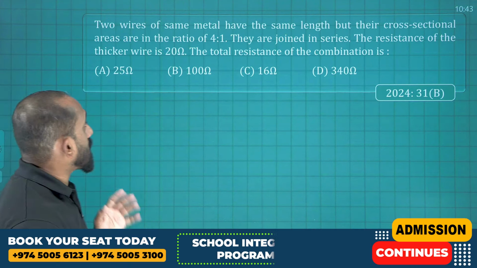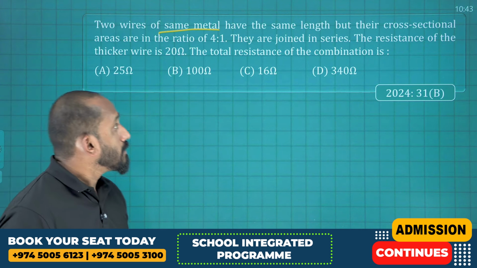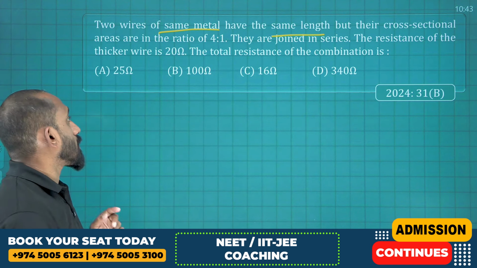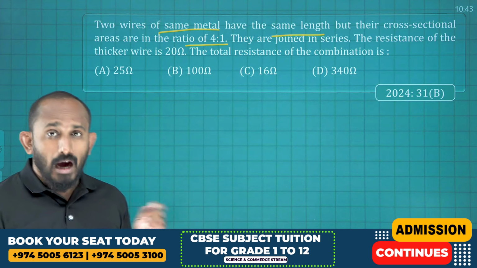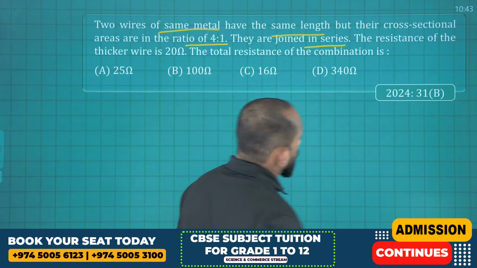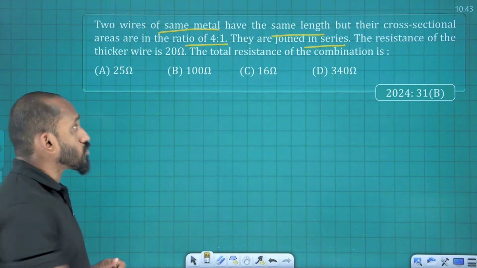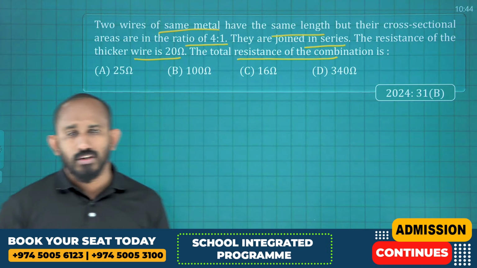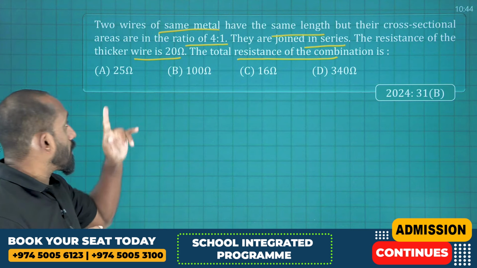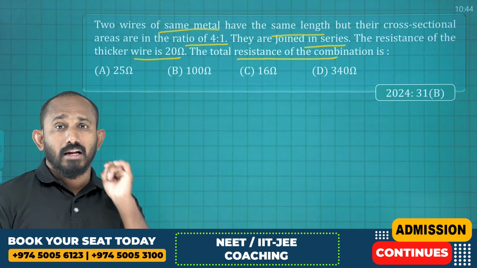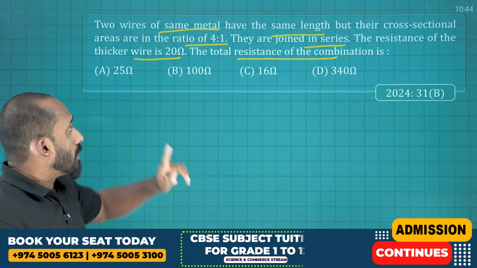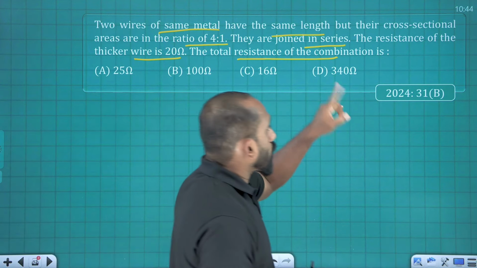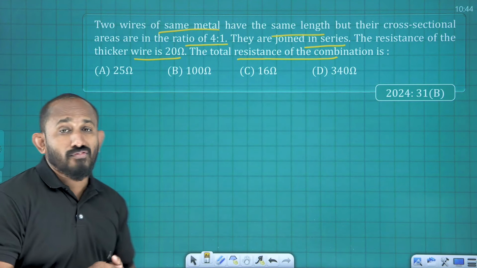2 wires of the same metal have the same length, but their cross-sectional areas are in the ratio of 4:1. They are joined in series. The resistance of the thicker wire is 20 ohm. The total resistance of the combination is? One of the good questions it is. Given same metal, we can confirm rho, the resistivity, is the same. Then length is the same, so L is also the same for both. Then it is given that the cross-sectional areas are in the ratio of 4:1.